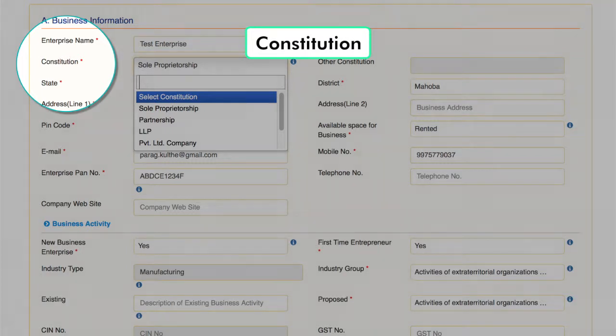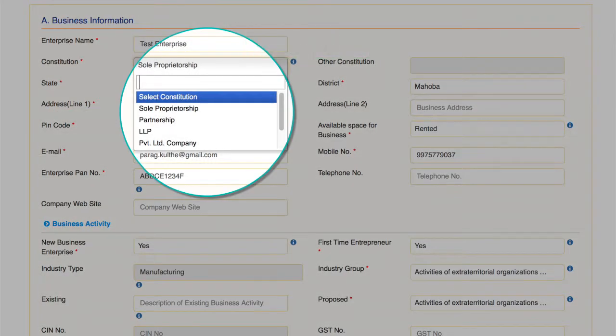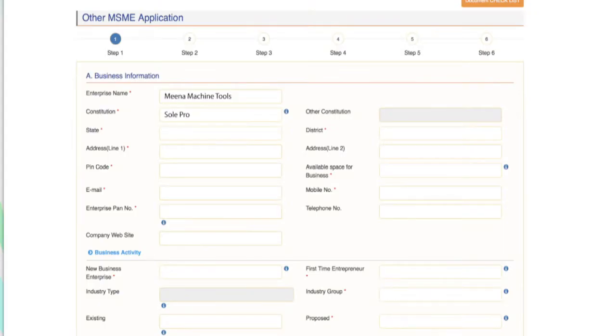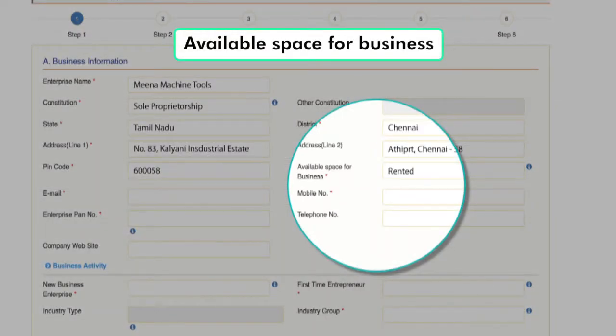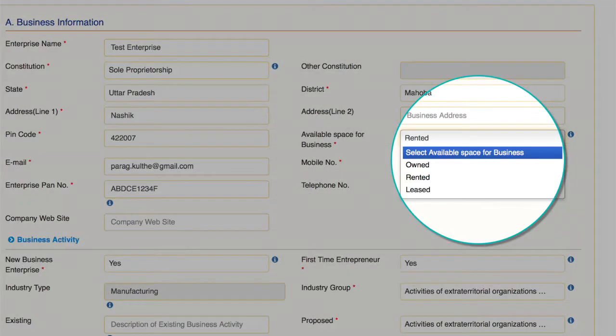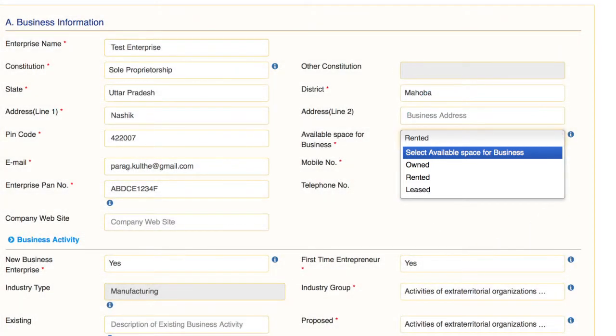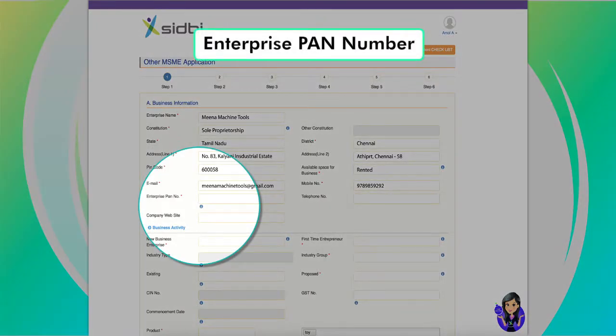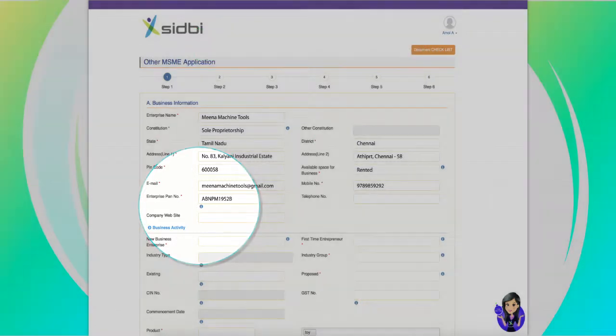Constitution. The applicant can choose from a list of 6 options depending on the nature of the enterprise. Available space for business. The applicant needs to enter whether the unit is located in leased, owned or rented premises. Enterprise PAN number. The permanent account number of the enterprise has to be entered.